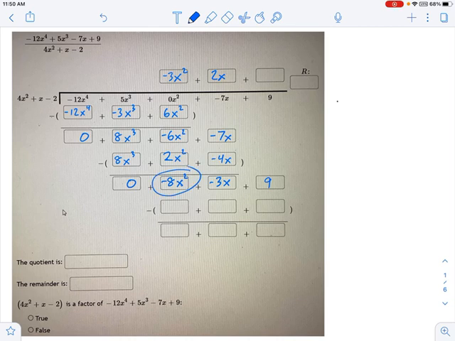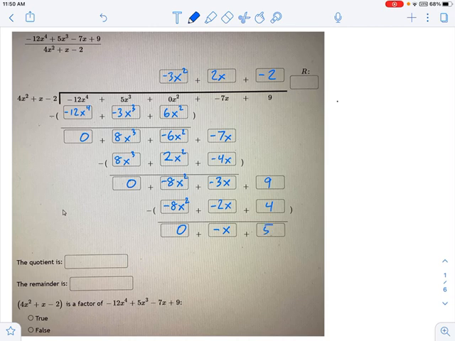I'm dividing negative 8x squared by 4x squared. And that gives me negative 2. Negative 2 now multiplies against that whole divisor over there. So negative 2 times 4 is negative 8x squared. Negative 2 times x is negative 2x. And negative 2 times negative 2 is positive 4. I'm going to subtract this whole row from the one directly above it, giving me 0. Negative 3 minus negative 2 is another one of those sign flips, so I get negative 1x. And 9 minus 4 is 5.